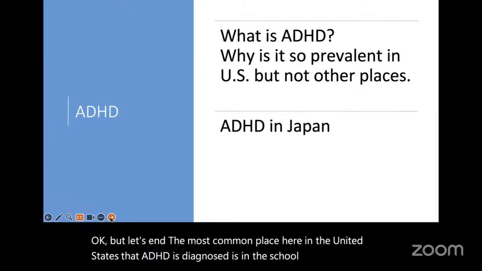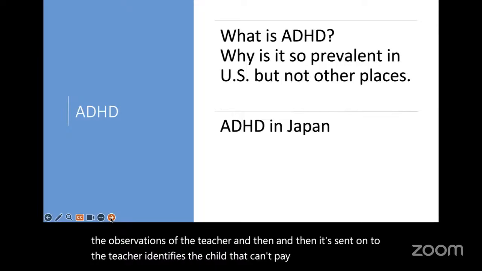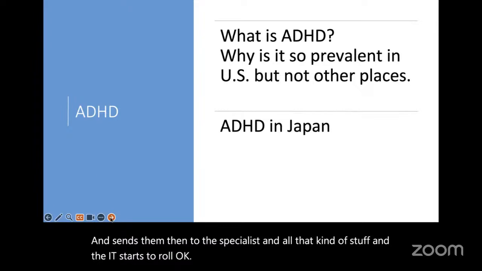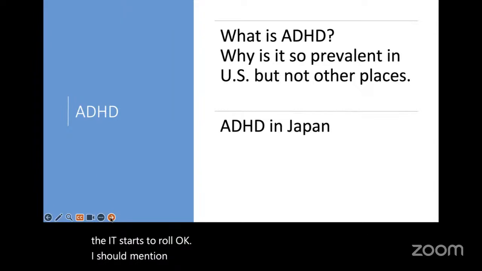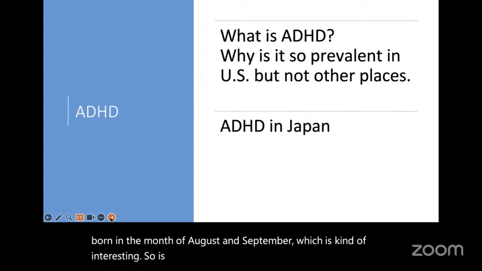Okay, so it's usually the observations of the teacher, and then it's sent on. The teacher identifies the child that can't pay attention, is always fidgeting in their chair, and sends them to the specialist and all that kind of stuff. And it starts to roll. Okay. I should mention that most children who are diagnosed here in the United States were born in the month of August and September, which is kind of interesting. So is there something about being born in August and September that causes ADHD?